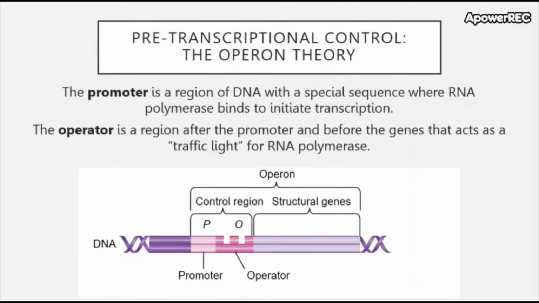Following the promoter is a region called the operator. The operator is a place that acts sort of like a traffic light for the RNA polymerase. The promoter and operator region is called the control region, and the region where genes are located is called the structural gene region. The two of them put together are called the operon. You can have several genes under one operon, but only one promoter and operator are usually present for an operon.